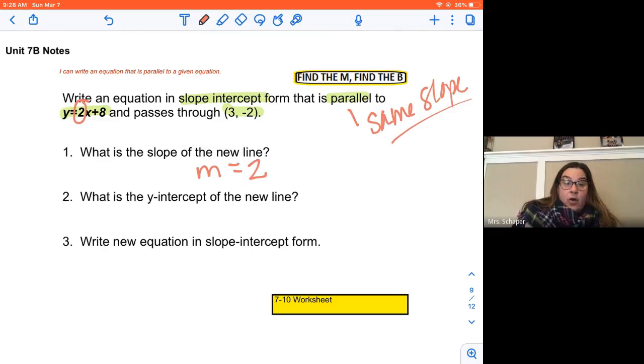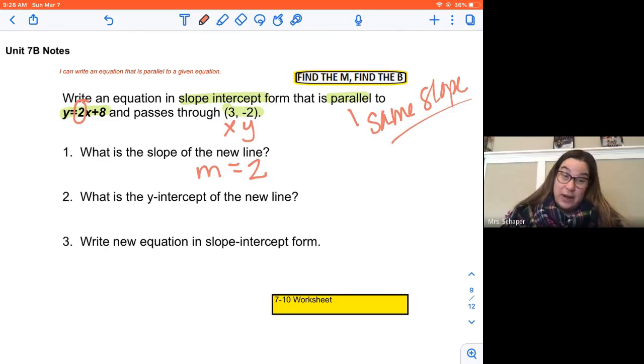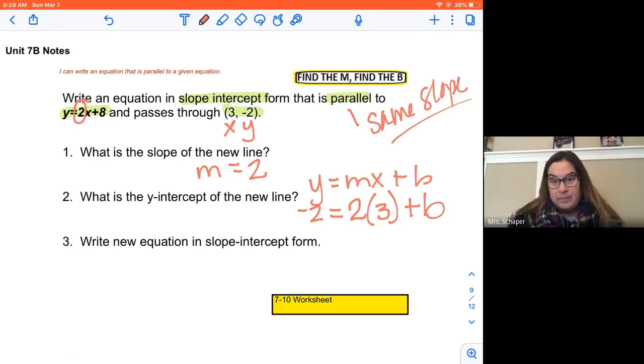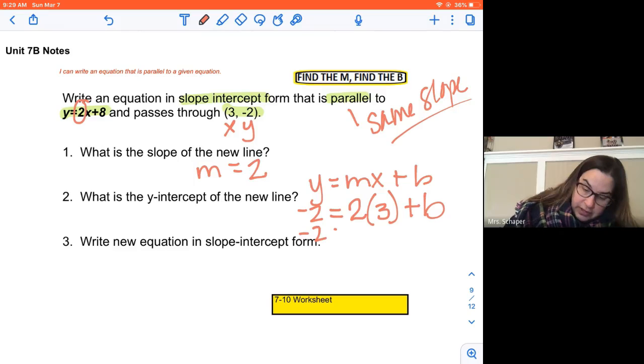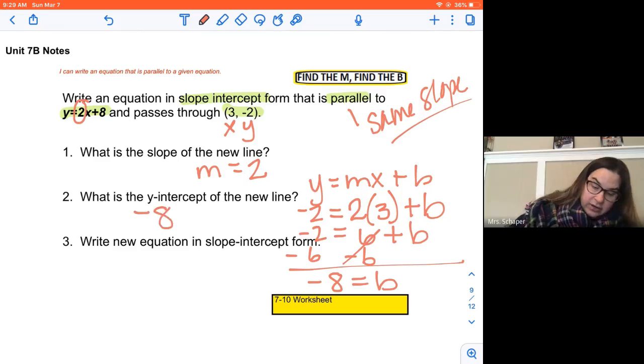All right. Now we need to figure out the y-intercept of the new line. So I know my x, my y, and my m. So I can fill that into the equation to solve for b. So I have y equals mx plus b. My y is -2. My m is 2. My x is 3. And then I have my b. So -2 equals 6 plus b. We're going to subtract 6 from both sides. -8 equals b. So that's going to be my y-intercept of that line.